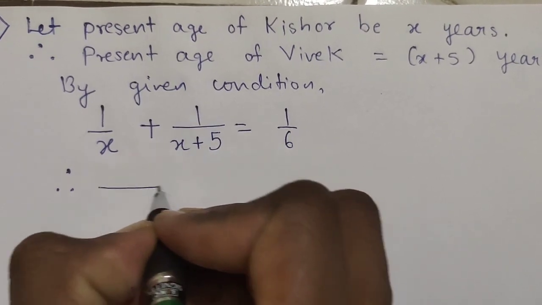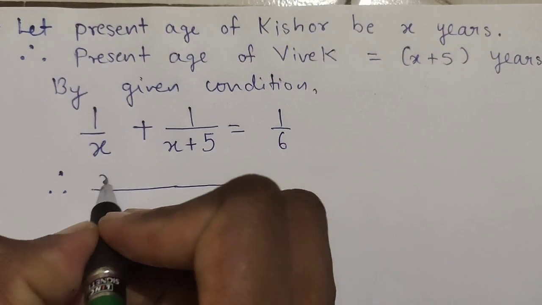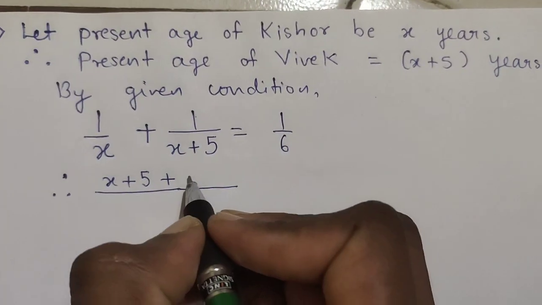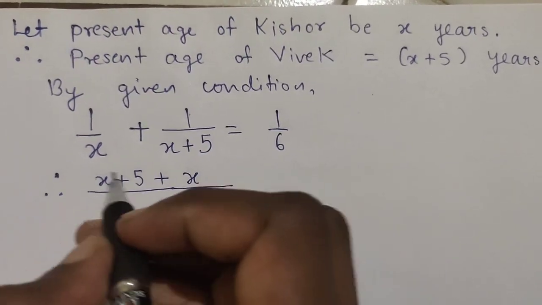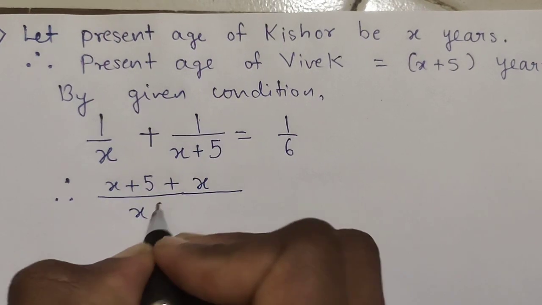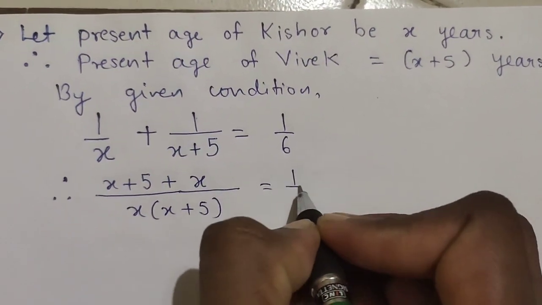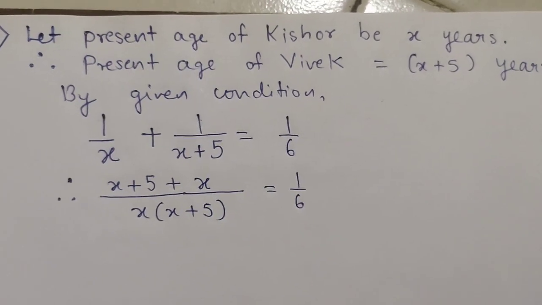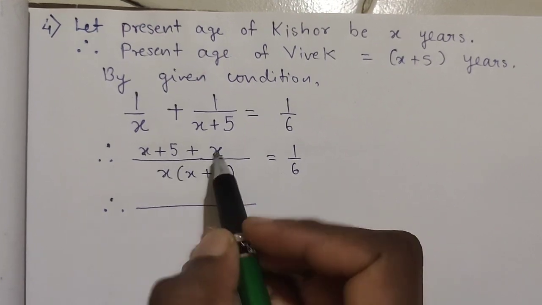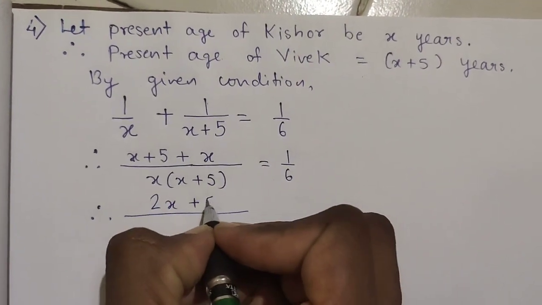First, what we are going to do? We are going to cross multiply. So 1 into X plus 5 gives you X plus 5, plus 1 into X gives you X. Now the multiplication of these two, X into X plus 5, is equal to 1 upon 6. Now let us add these two: X plus X becomes 2X plus 5.